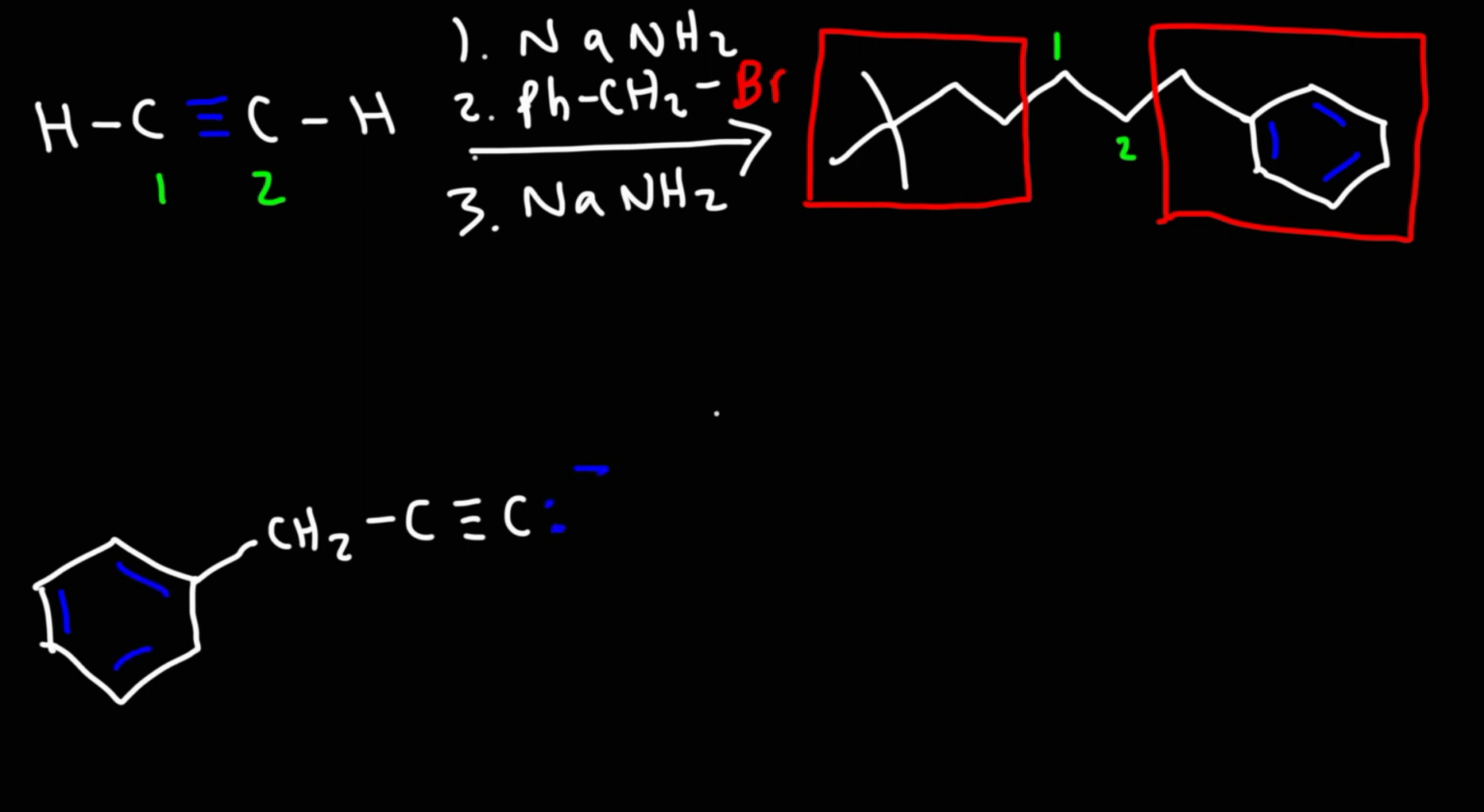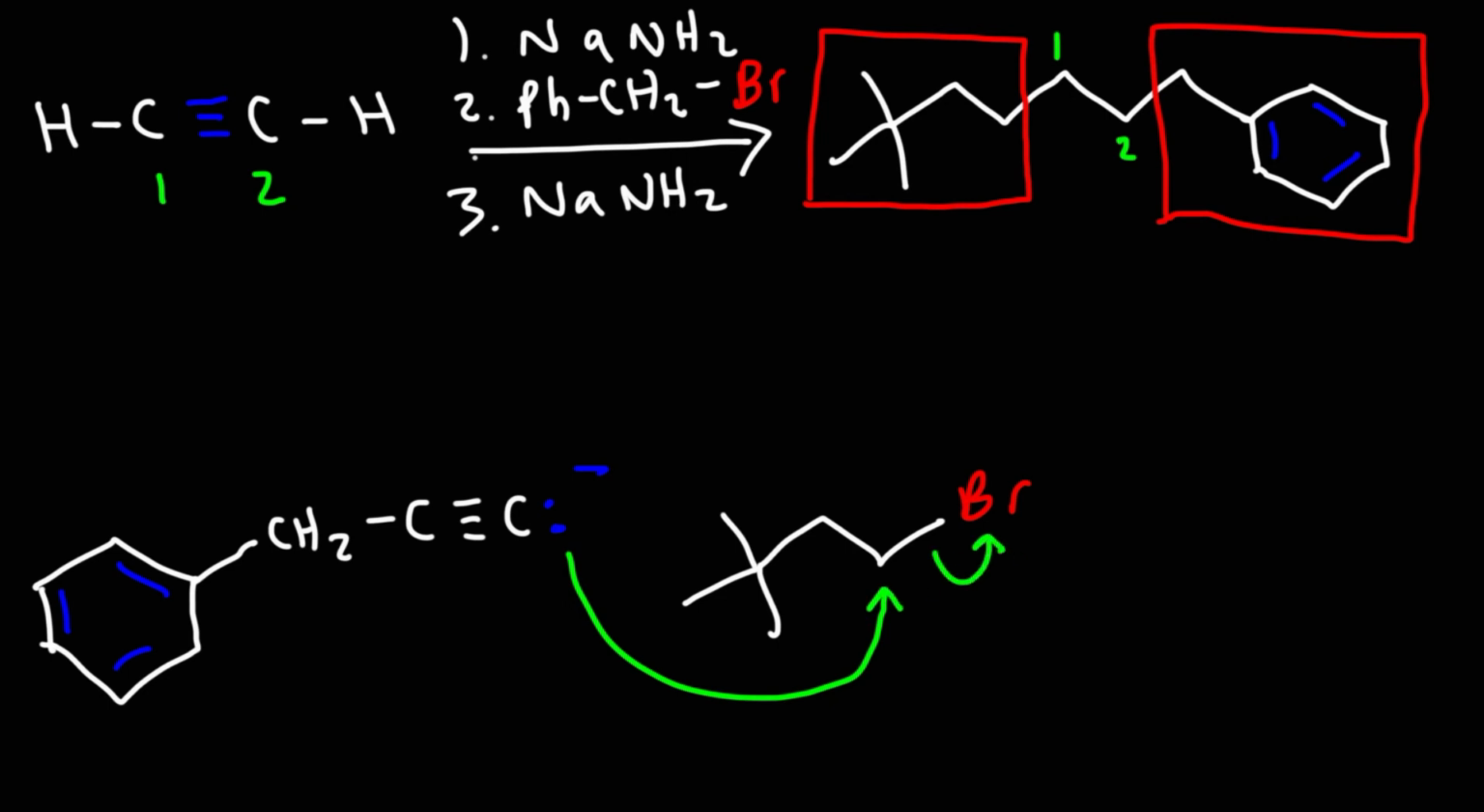So we're going to react it with this part of the molecule, but we're going to add a bromine to this carbon. And once again, we have a primary alkyl halide, so this is going to be good for an SN2 reaction. And this will give us our final product. Actually, not yet. I take that back.